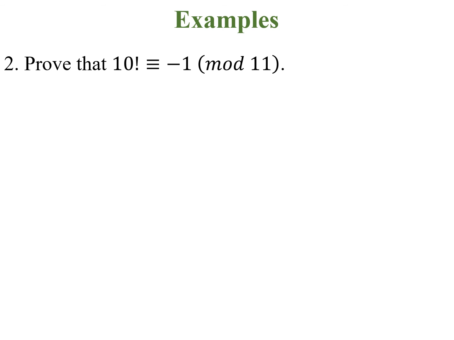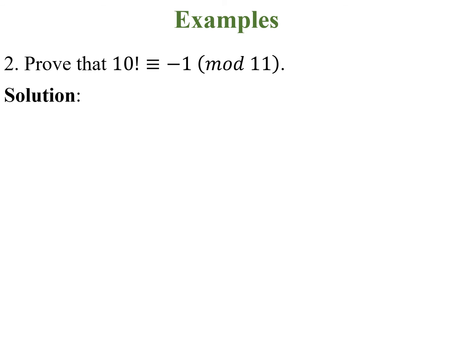Prove that 10 factorial is congruent to minus 1 modulo 11. First of all, keep in mind what is factorial. What is 10 factorial? 10 factorial is a product of 1, 2, 3, 4, 5, 6, 7, 8, 9 and 10.